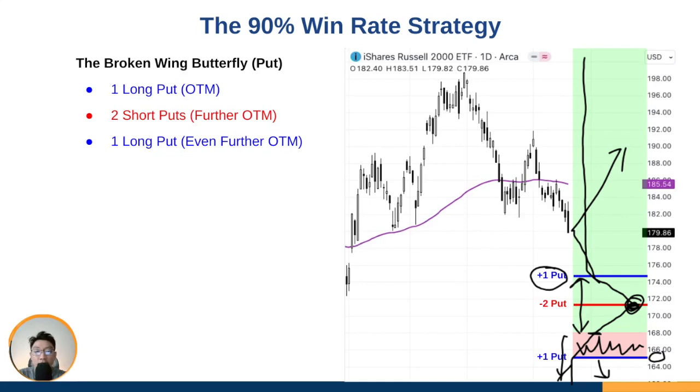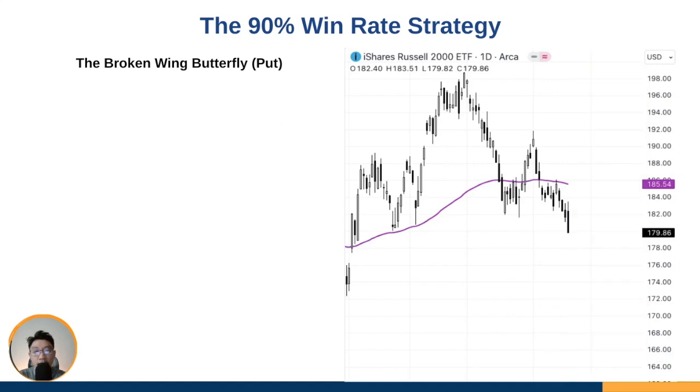Now, for some people, this may seem a little bit confusing. Basically, you have the one long put, you have two short puts, you have one long put. So the way that I like to put it to people, how to construct a broken wing butterfly, especially those who are very familiar with trading credit spreads, is that it's actually just a combination of a credit spread and a debit spread. Let me explain what it means.